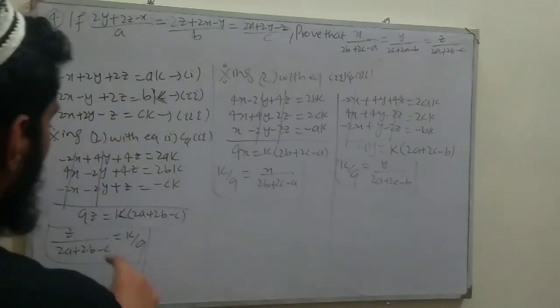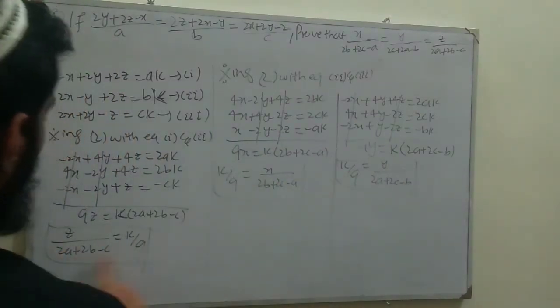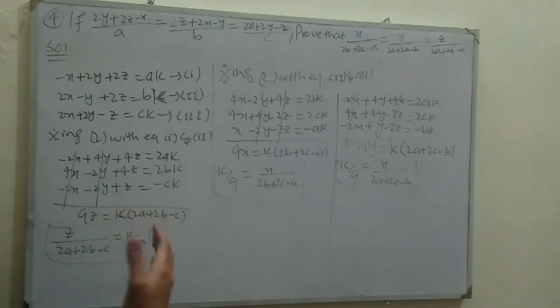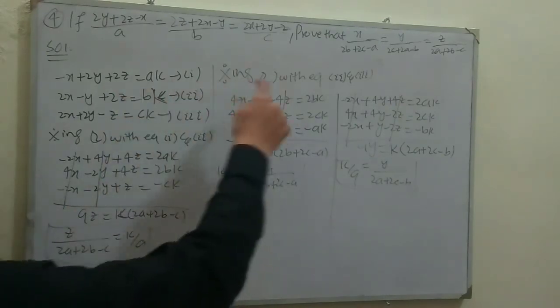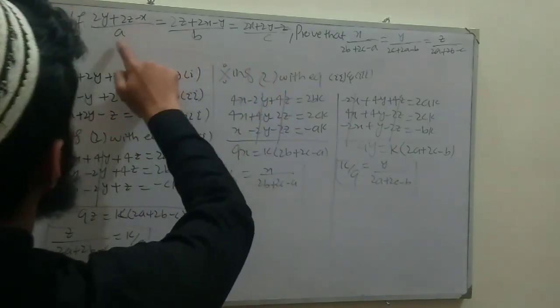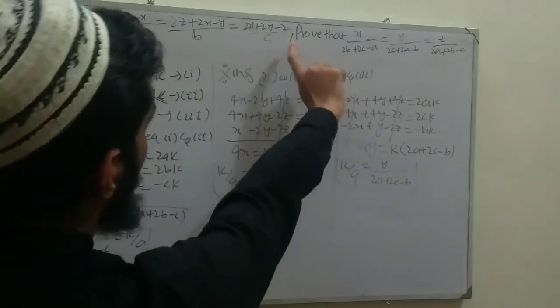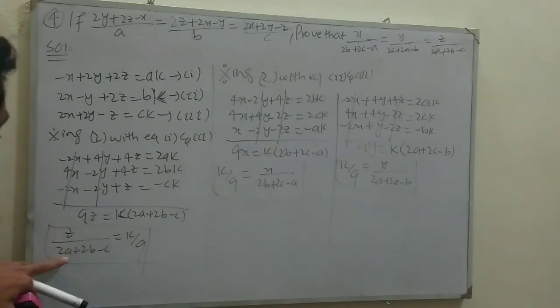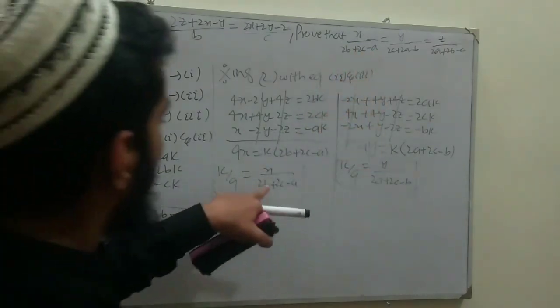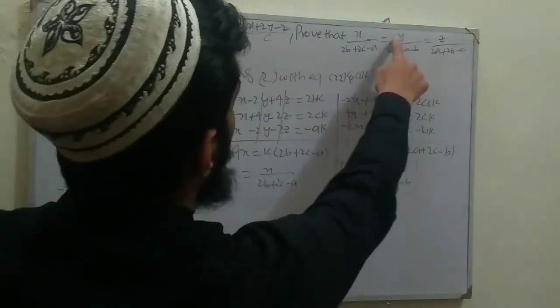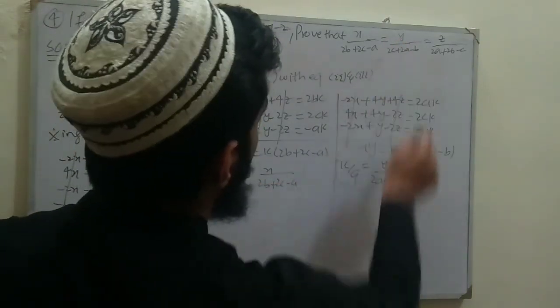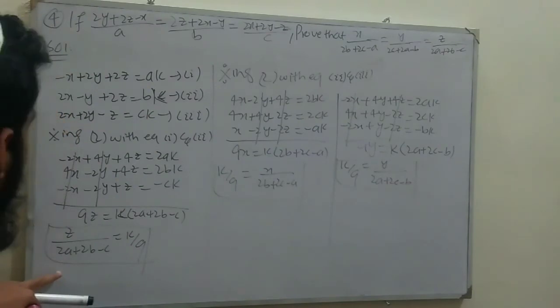If we look at these three equations, k by 9, k by 9, k by 9 is equal on one side of these three equations, it means that the other sides will also be equal together according to the property of mathematics. It means that 2y plus 2z minus x divided by a is equal to 2z plus 2x minus y divided by b is equal to 2x plus 2y minus z divided by c, and it means that it will be equal to x divided by 2b plus 2c minus a is equal to y divided by 2a plus 2c minus b is equal to z divided by 2a plus 2b minus c.